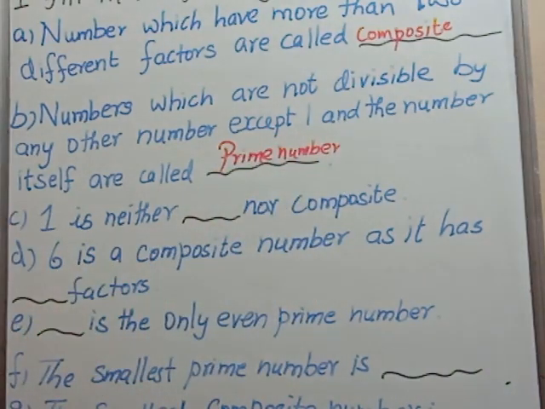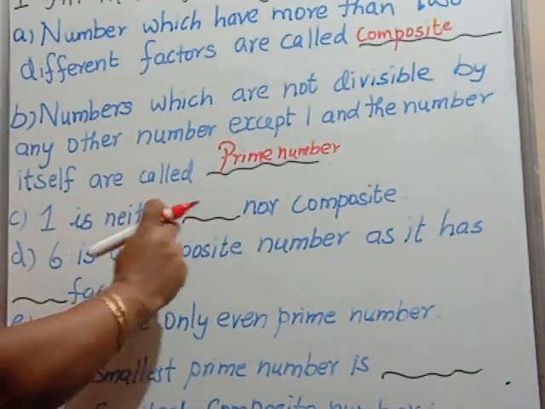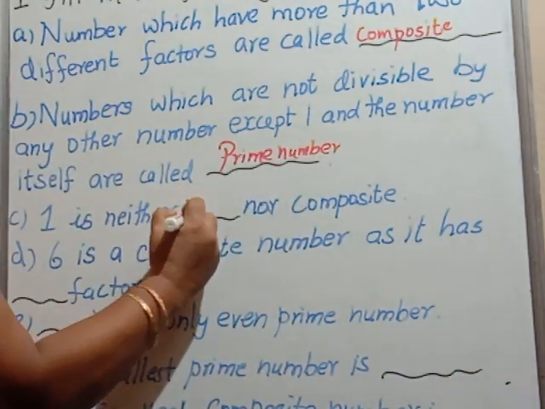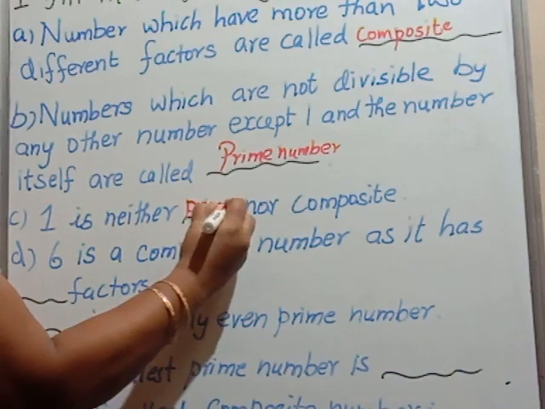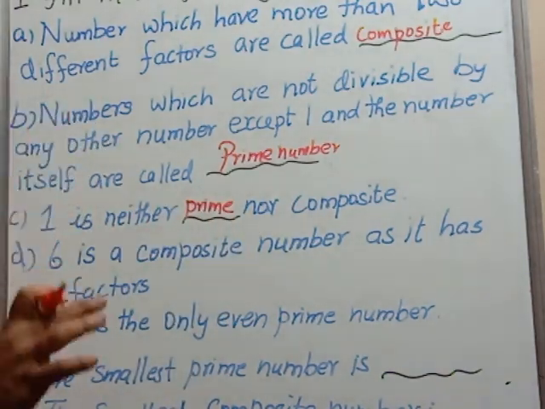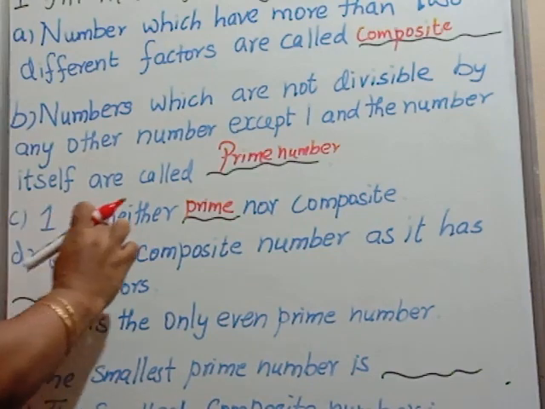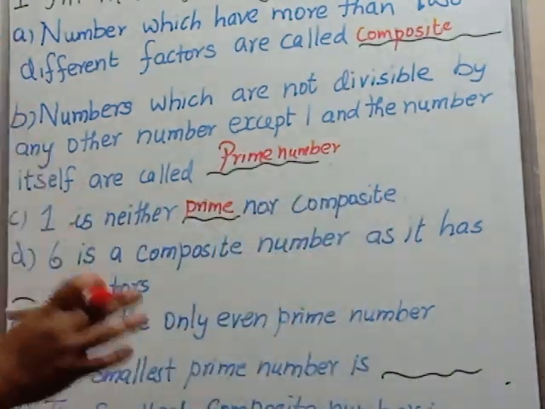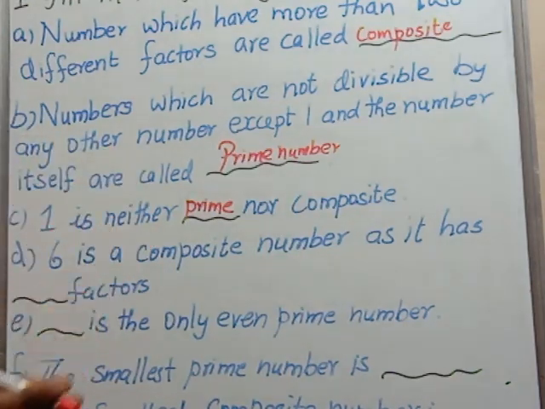Now, we saw all the examples 2, 3, 4, 5 and all. We never saw the 1. Why? 1 is neither prime nor composite. 1 is not considered as a prime nor composite. So that is why we have not included the number 1 anywhere. It's called, 1 is neither prime nor composite. It's not prime, and it's not a composite.